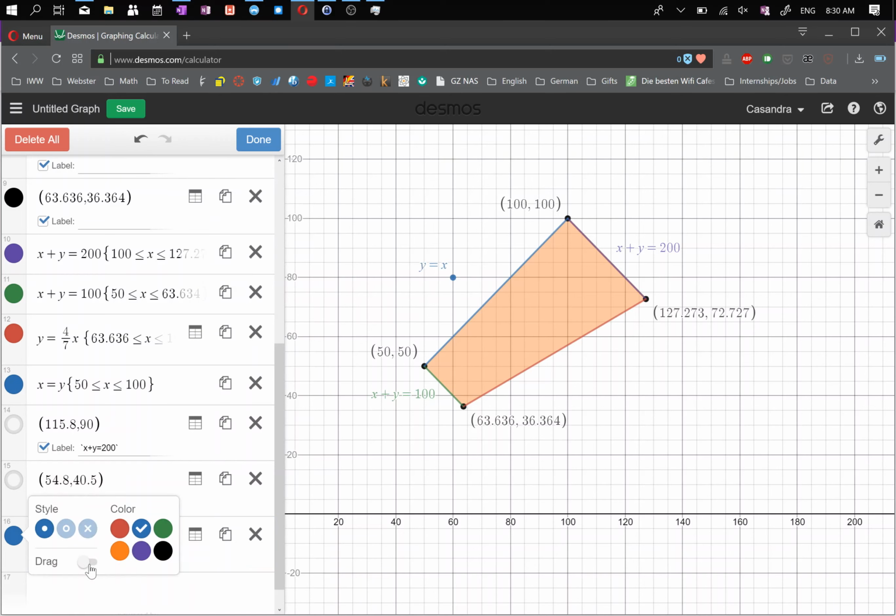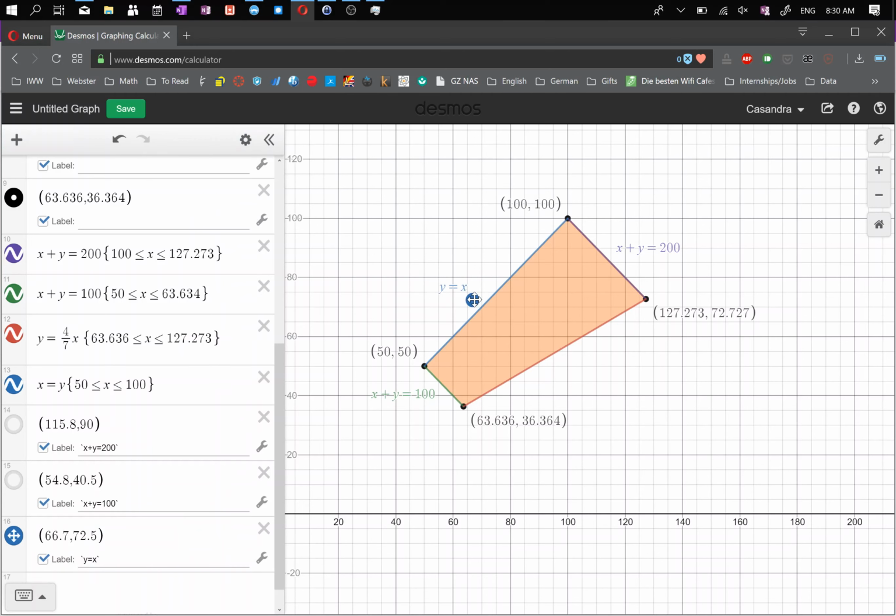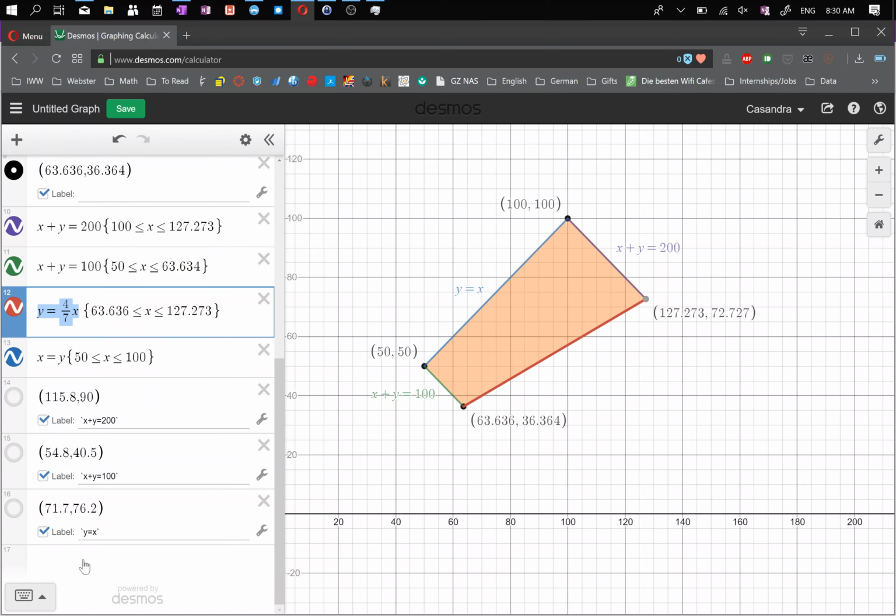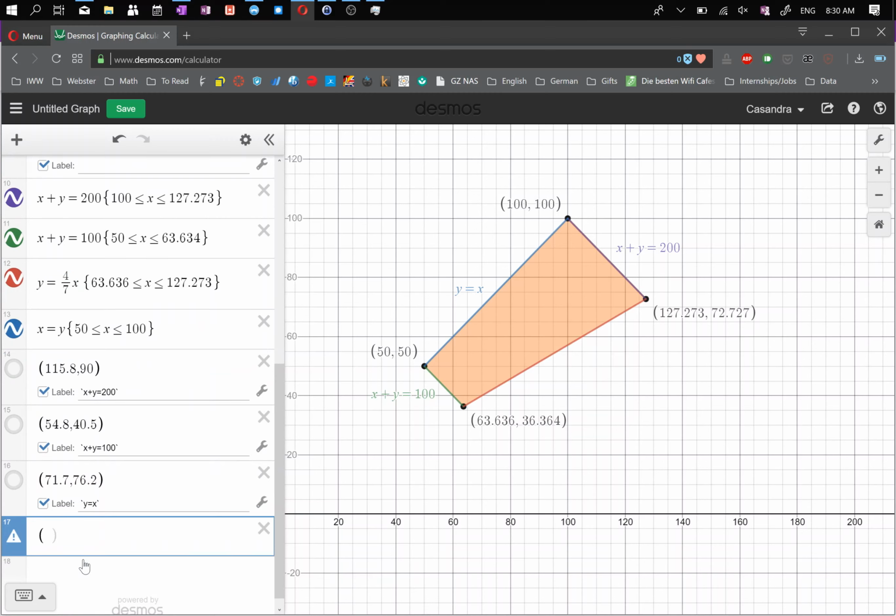We'll go with blue, drag, done. This one I'll also do to the left. Ooh, I think that's going to be a little close. Turn it off. Great. One last line is this one. So for no reason, maybe just so it'll look a little bit closer, I'll put the dot over there.